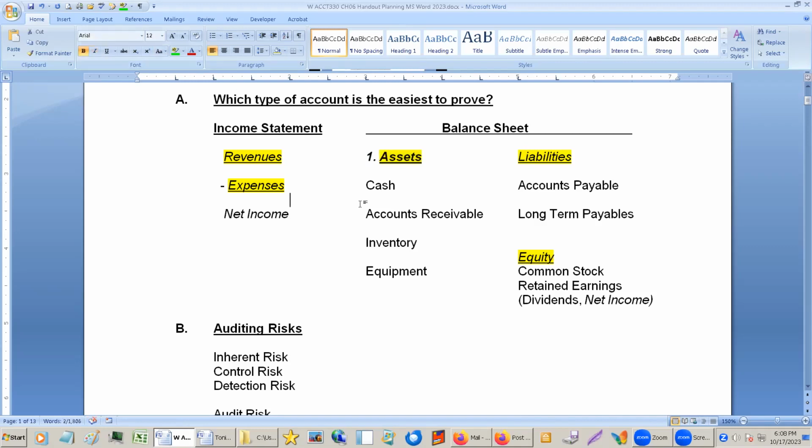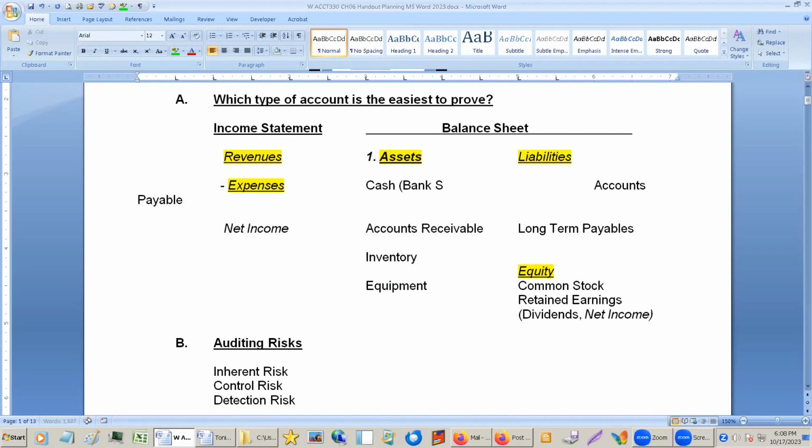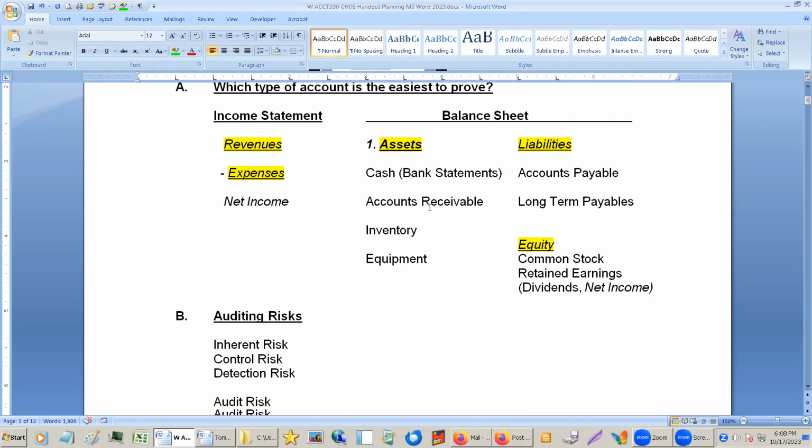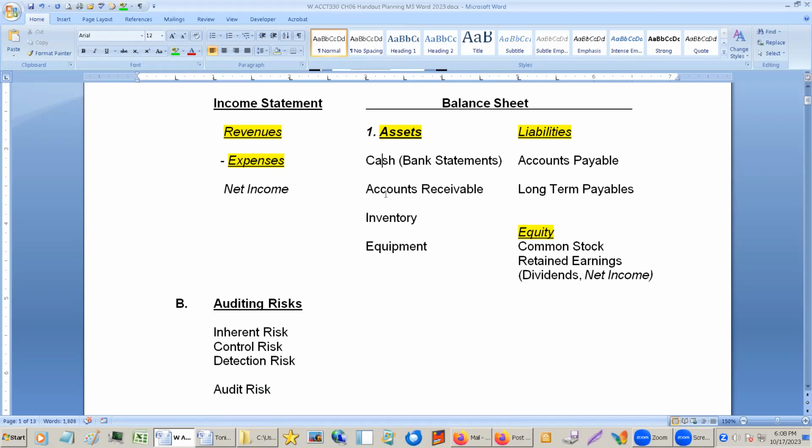Right? So if they have inventory, we can go count the inventory. We can look at the equipment. We can get bank statements for the cash. So it's easy. The easiest ones are the assets. There's actually things we do with accounts receivable that we'll talk about in chapter 5. But the easiest to prove are the assets.